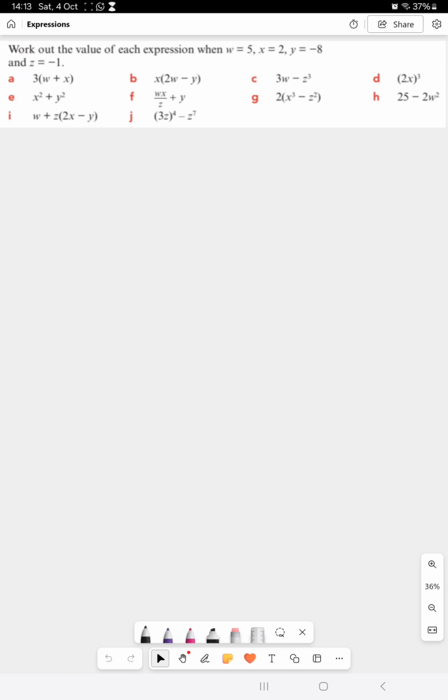We are going to look at some expressions. We are going to substitute. And take note, this one will act as a guide to your tomorrow's tests. Let's start with the first question.